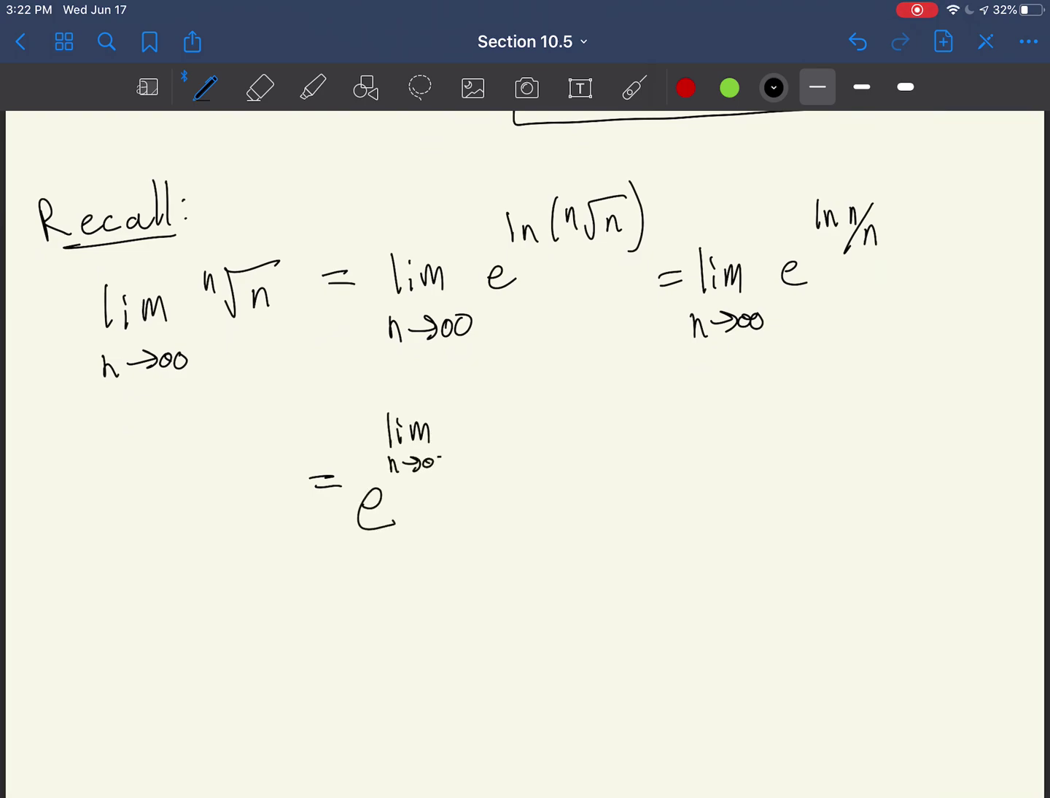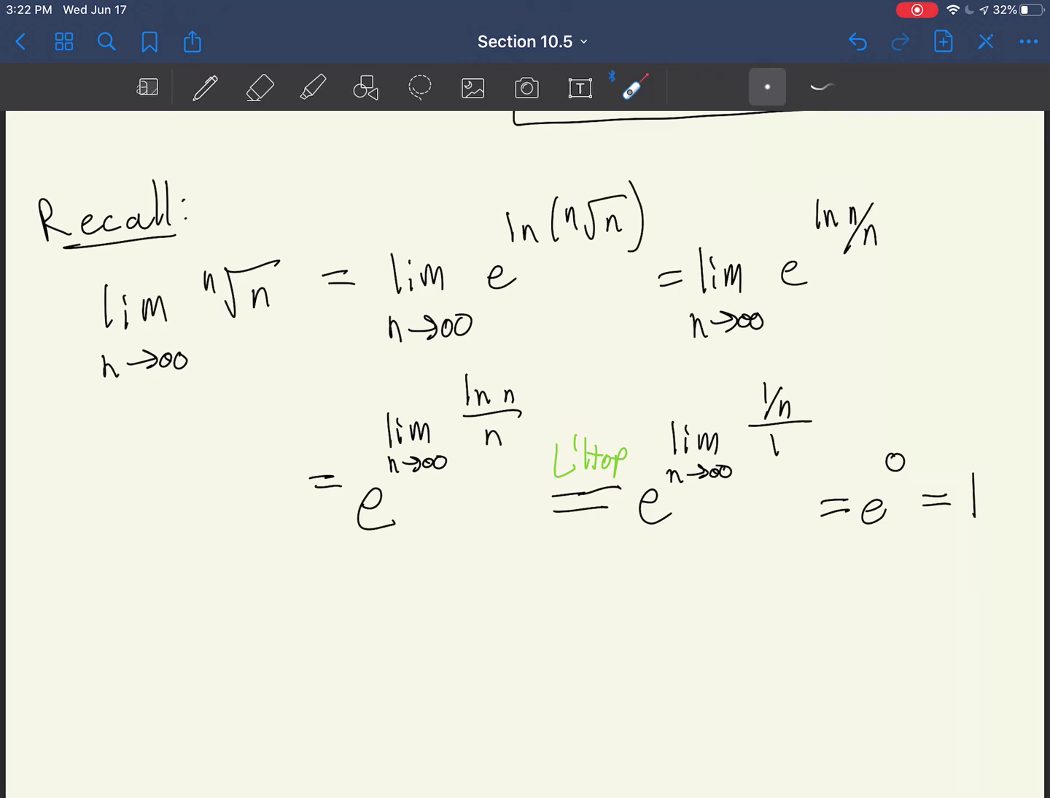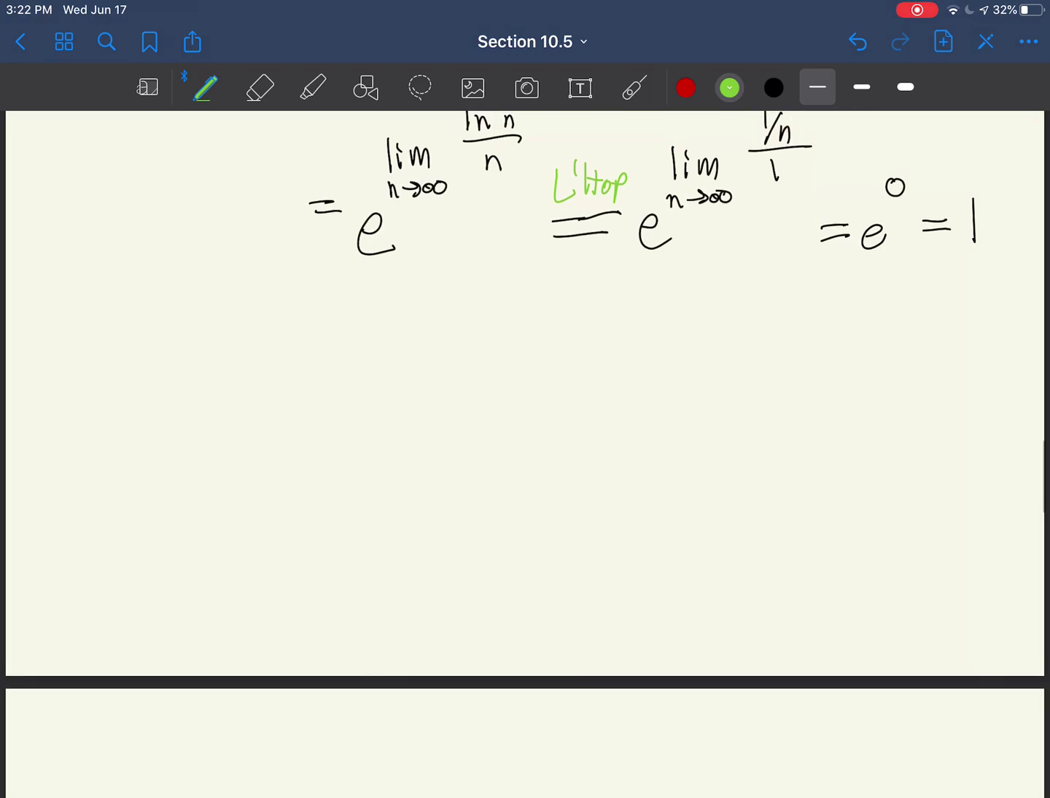Since exponential functions are continuous, we can bring the limit inside of the exponential function. Then, using L'Hopital's rule, this is e to the limit as n goes to infinity of 1/n divided by 1, which is e^0, which equals 1. You may use this fact freely. You do not have to rederive this limit every single time. But when using the root test, you'll probably get the nth root of n multiple times. So you can just immediately know that that limit is 1.